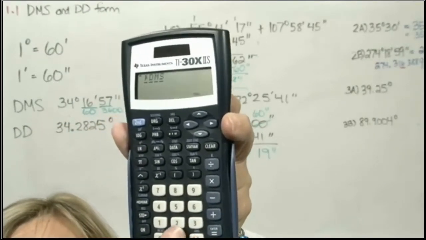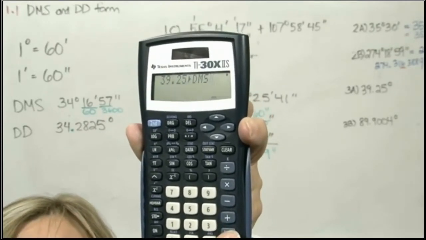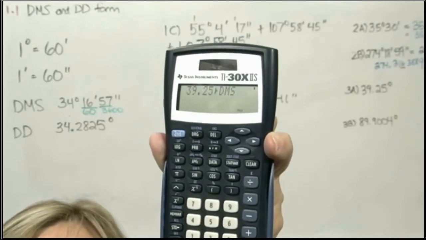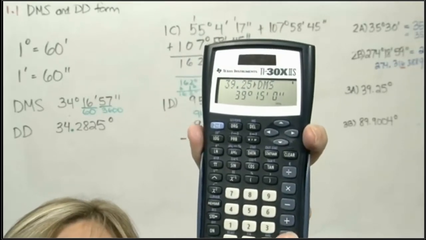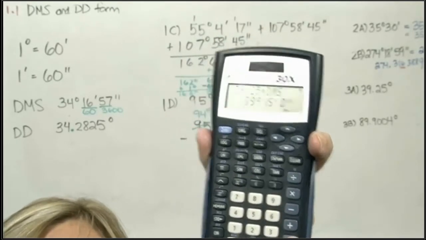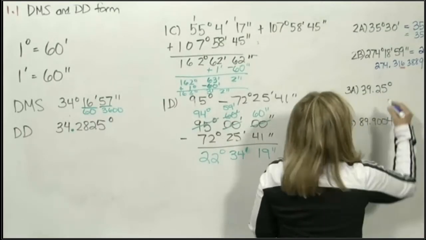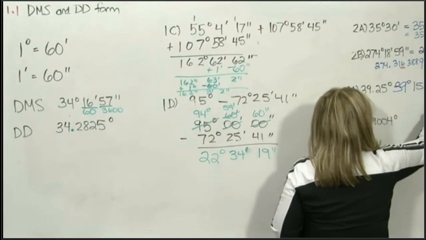And hit enter. And now it has on the screen 39.25 arrow DMS. That's telling the calculator, hey, calculator, change this decimal into degrees, minutes, seconds. Once that word is on the screen, hit enter again, and there's your answer in degrees, minutes, seconds. So you should have got out 39 degrees, 15 minutes, 0 seconds.